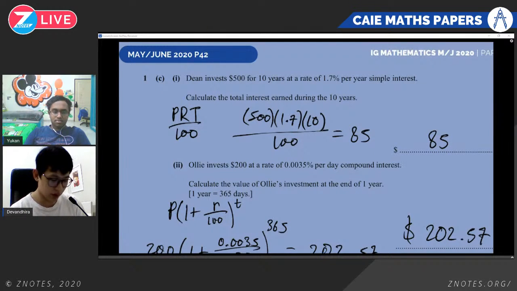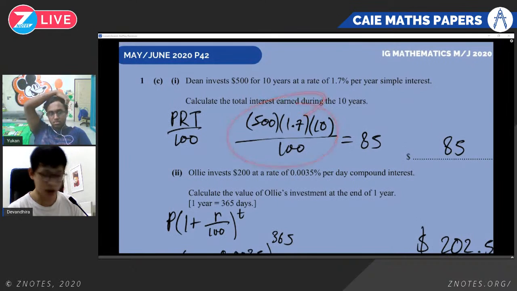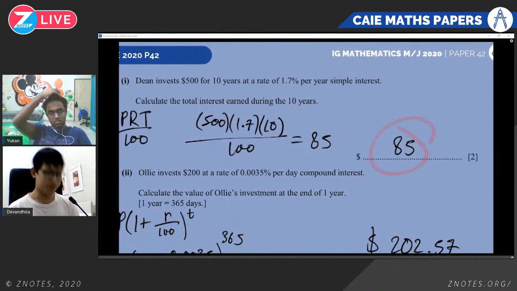Right. So we just have to plug it in. We put P as 500, R as 1.7, and T as 10. You don't have to write the percentage here, because you already have the over 100. That already represents the percentage. Agree, Yugen? Yep. So after you did this, just calculate that, and you should get 85.